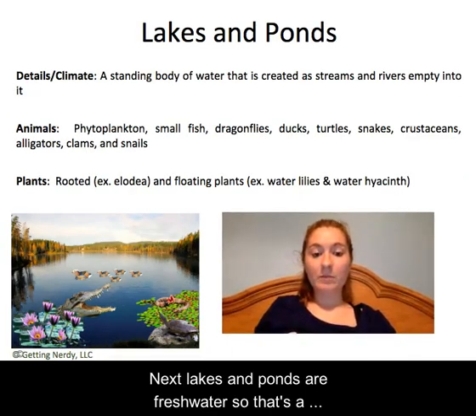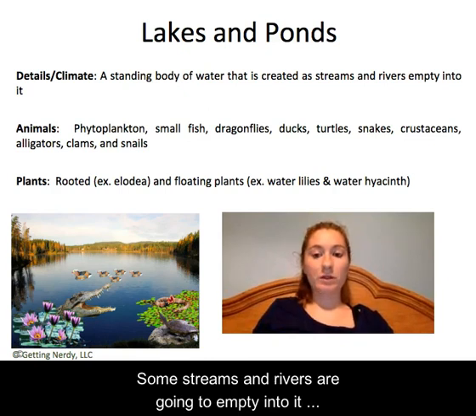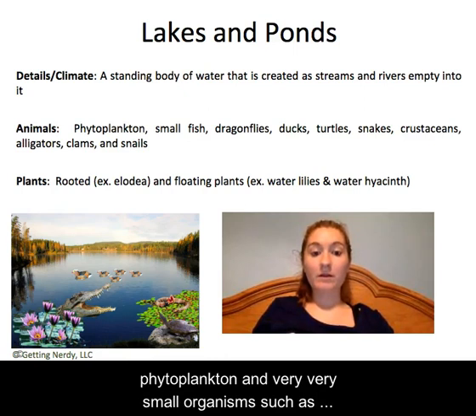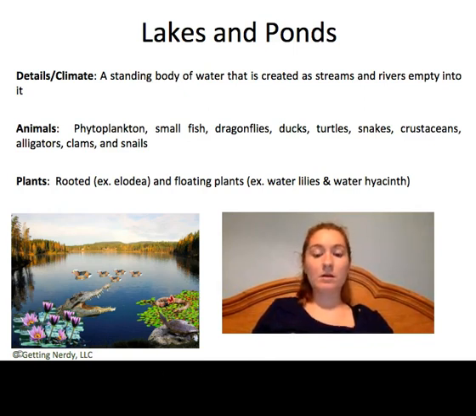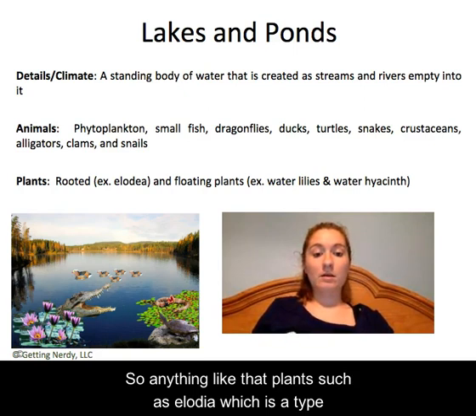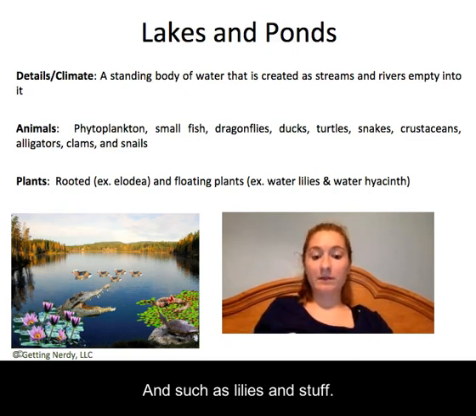Next, lakes and ponds are freshwater, so that's a standing body of water that does not move. Some streams and rivers are going to empty into it. Phytoplankton, very, very small organisms, and then small fish, turtles, ducks, snakes, so anything like that. Plants such as Elodea, which is a type of plant that will swim around, and floating bacteria, and such as lilies and stuff like that.